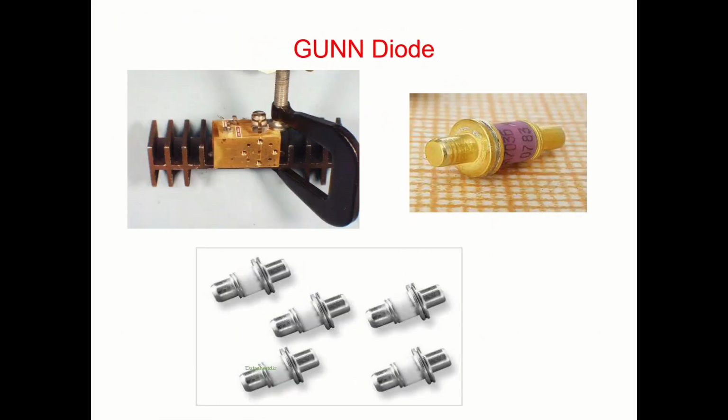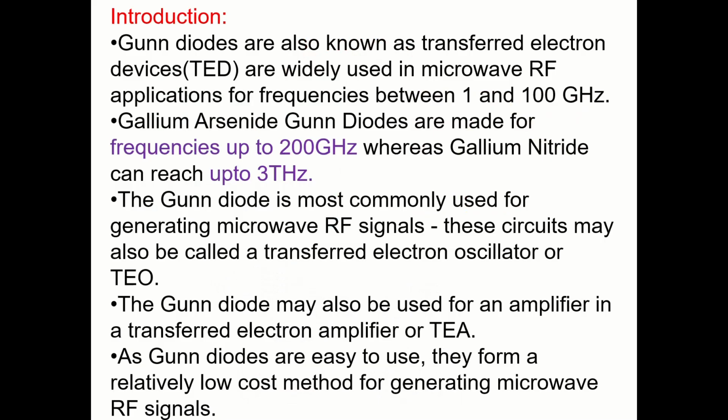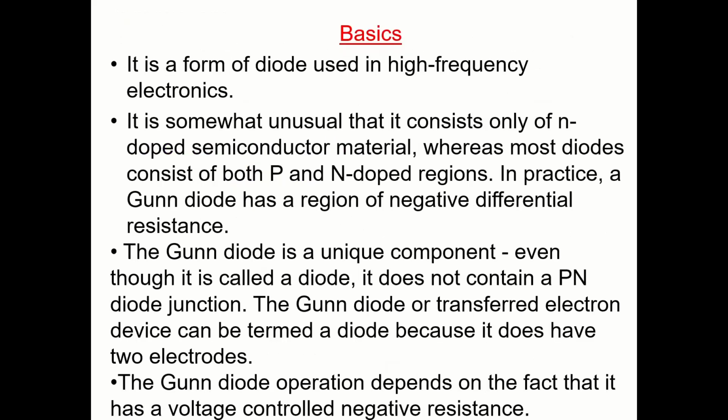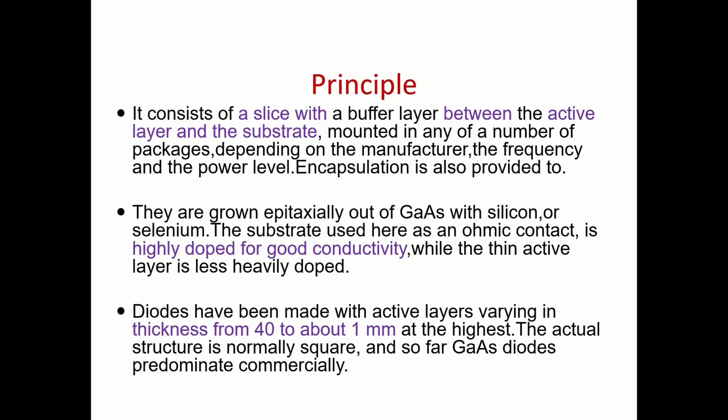So let us see the Gunn diode. Gunn diodes are nothing but transfer electron devices, TED, which handle the frequency range between 1 and 100 gigahertz. If it is made up of gallium arsenide, then Gunn diodes will handle up to 200 gigahertz, and gallium nitride can reach up to 3 terahertz. Okay. So these are basic things we have already seen.